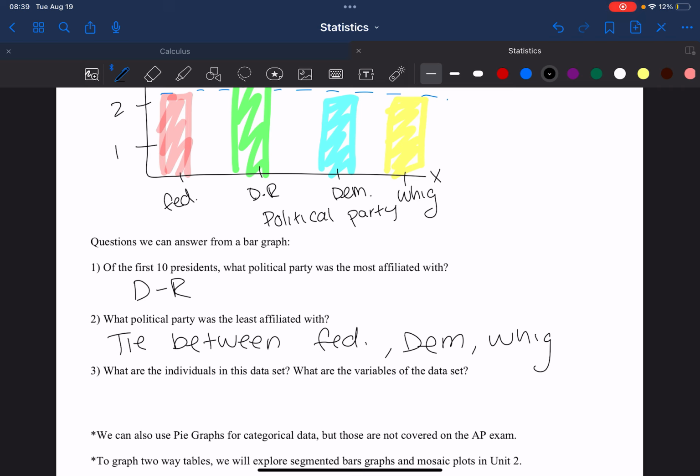And then lastly, we answered this question at the very beginning before we drew our bar graph. It said, what are the individuals in this data set? Well, we said the individuals are the first 10 U.S. presidents. And then what are the variables? Well, we only have one variable, and that is the political parties.